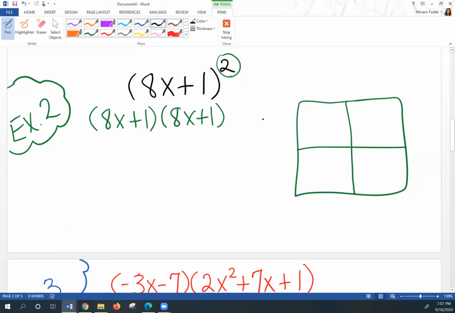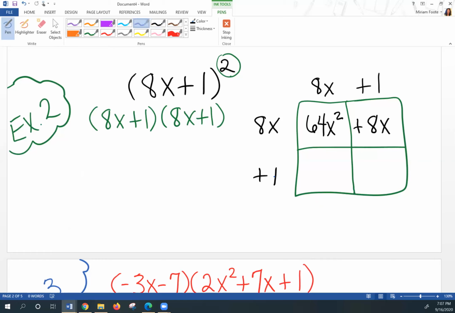I'm going to take one set of parentheses and put it on the left-hand side, and then the other set of parentheses I will put across the top. The first term goes with the first column, the second term goes with the second column. 8 times 8 is 64. X times x is x squared. 8x times 1 is simply 8x. And again, I'm keeping up with the sign. And then I want to take 8x times 1, which is positive 8x. 1 times 1 is positive 1.